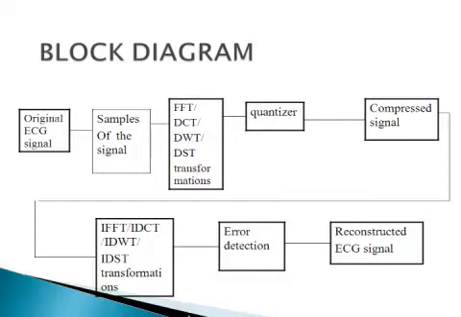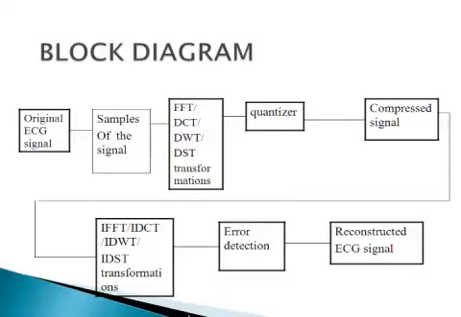The basic block diagram of our project is shown in the figure. It explains how the original signal is reconstructed. The original signal is sampled at its initial value and then given as an input to the transformation techniques such as FFT, DCT, DWT and DST. Those outputs are given to the quantizer as an input. This quantizer allows the signal to reduce to its minimum amplitude level.